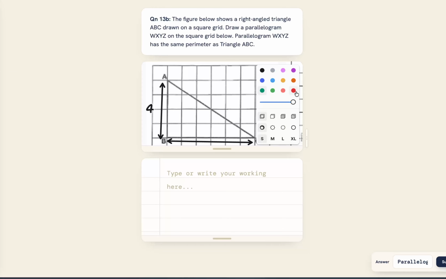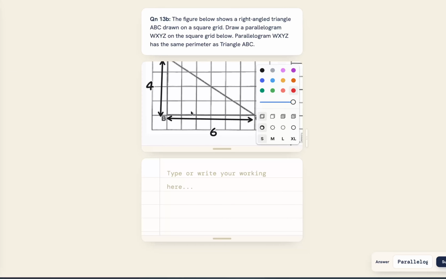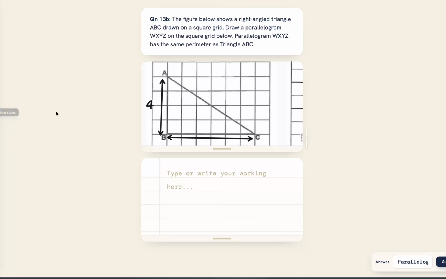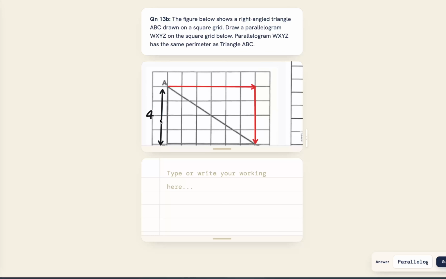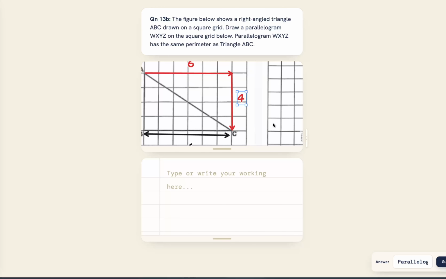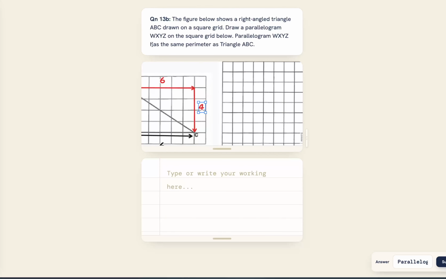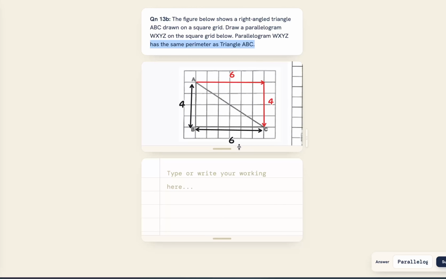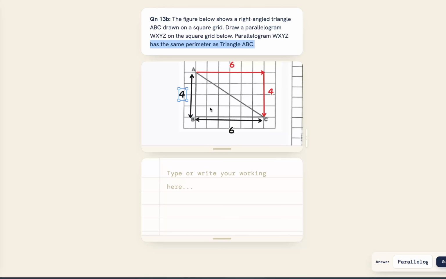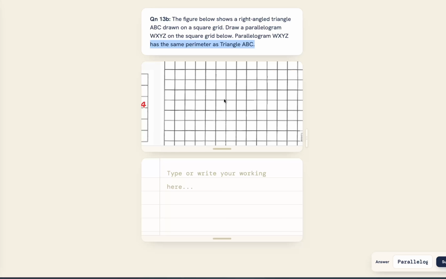AC will be a bit different. We need to get from point A to C using vertical and horizontal arrows, something like this. It's similar to what we measured for our base and height, but now it's measured in terms of the direction you see over here. So 6 and 4 as well. In this case, we want to draw a parallelogram with the same perimeter as triangle ABC. So we actually can just split this. We have 4 and 6. That means we can actually get the line to be 5.